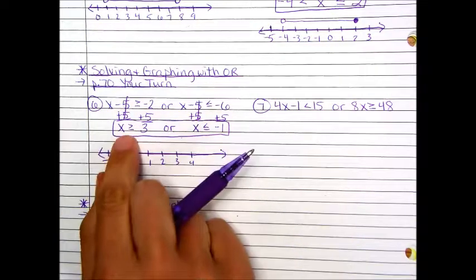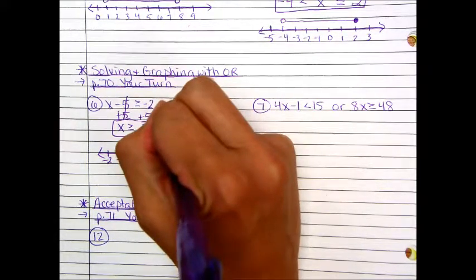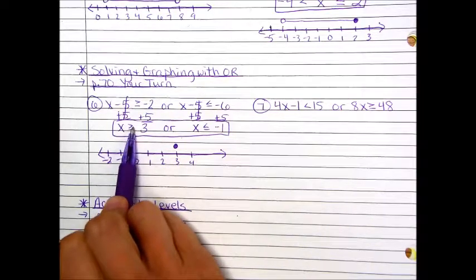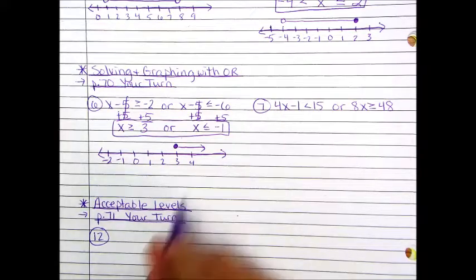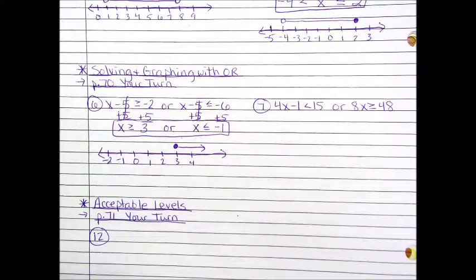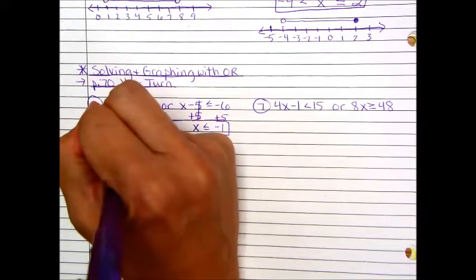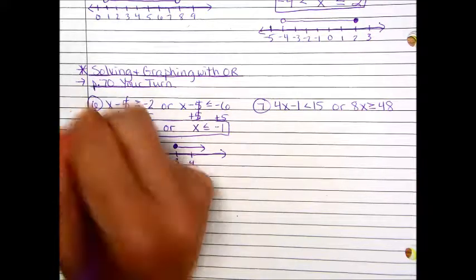So let's say I graph this first. X is greater than or equal to 3. So that needs to be a closed dot because it could be equal to 3, and greater than, as this arrow kind of shows, would be to the right of 3. And then I need to graph x is less than or equal to negative 1. So negative 1 is down here. Less than is going to point to the left.